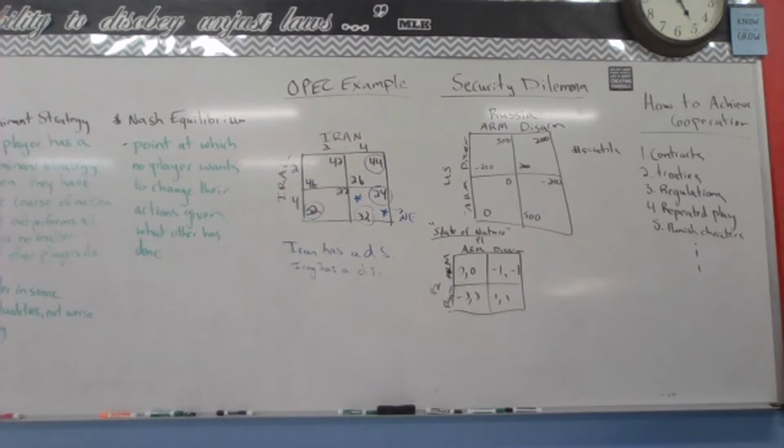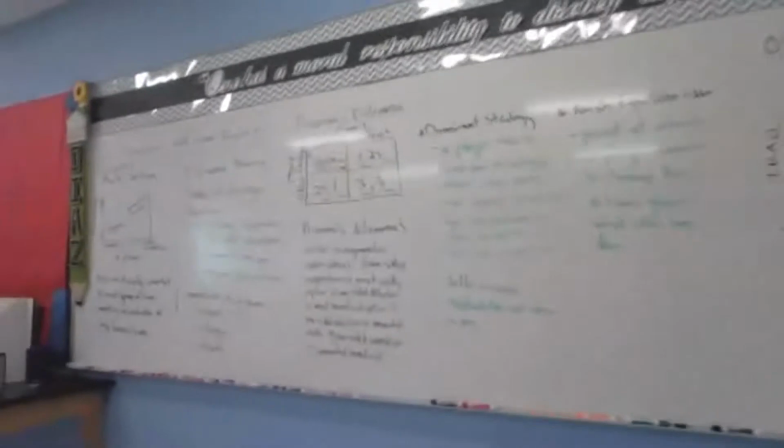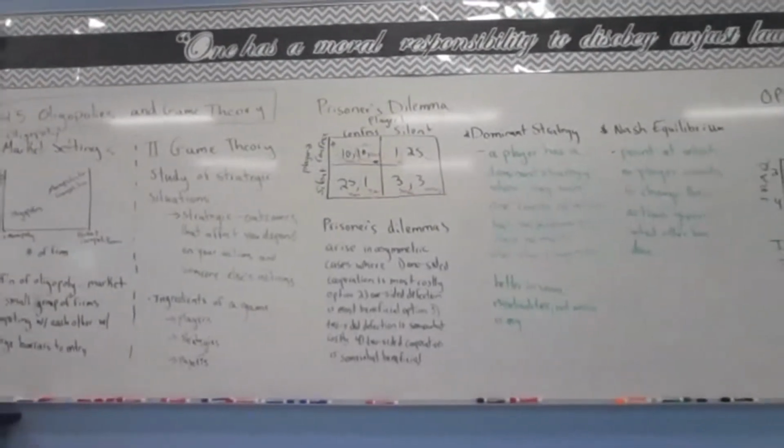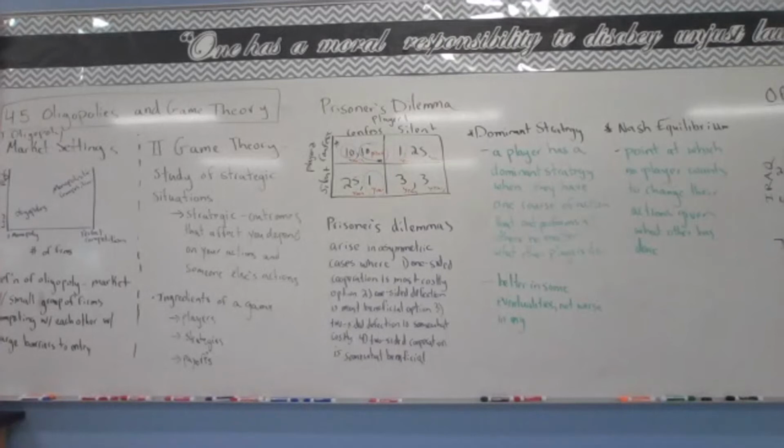Now, I want to talk a little bit about why prisoner's dilemmas arise before we go through other applications of game theory, and specifically the prisoner's dilemma. Well, they arise in asymmetric cases where one-sided cooperation is the most costly option, where one-sided defection is the most beneficial option, where two-sided defection is somewhat costly, and where two-sided cooperation is somewhat beneficial. So I want you to take some time, pause the video if you need to, and mull over what these ideas are trying to articulate.